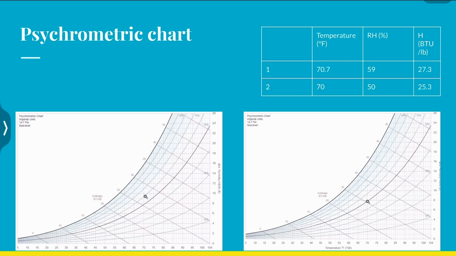So by having the values of RH1, RH2, and T1 and T2, I could graph it on my psychrometric chart. Graphing this, I could also find the enthalpy, which is H. So the H for the room condition is 27.3, and the H for the required condition is 25.3.